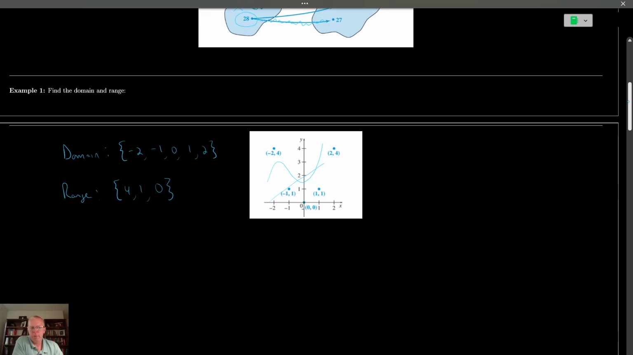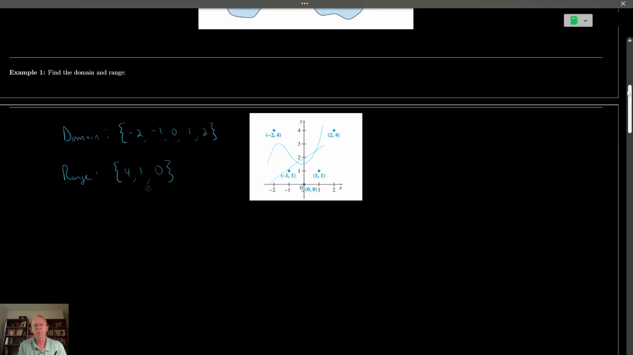And the order doesn't matter. When you're writing lists in set notation like this, these are sets. The order doesn't matter. You can list them in whatever order you want. But you don't need to list things more than once. Even if it shows up 2 or 3 or 4 times, just list everything once.